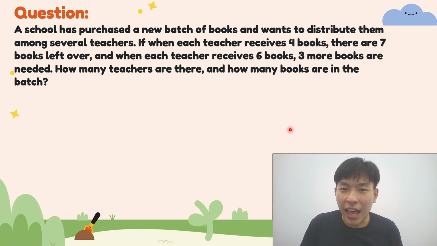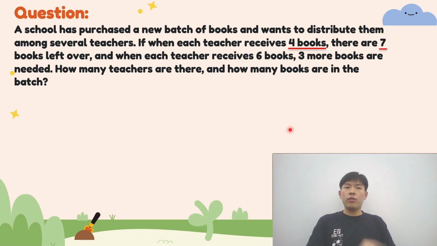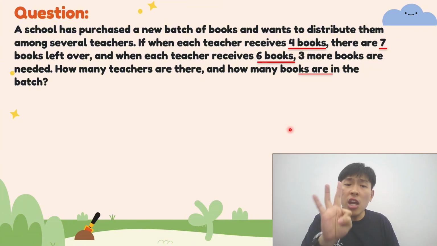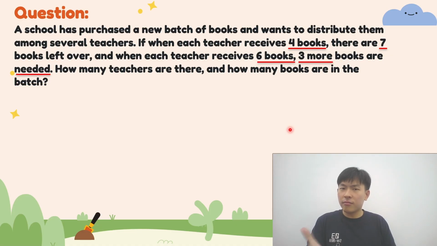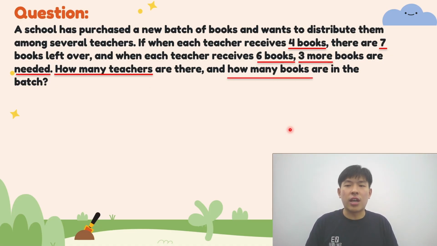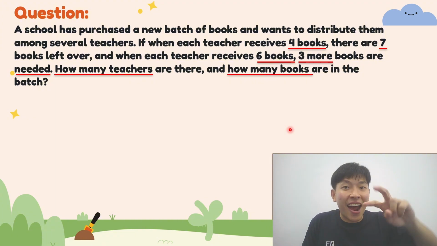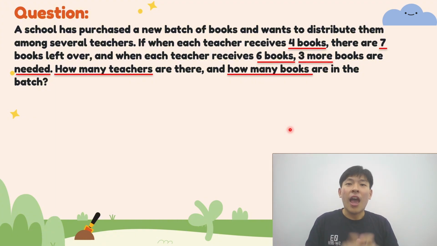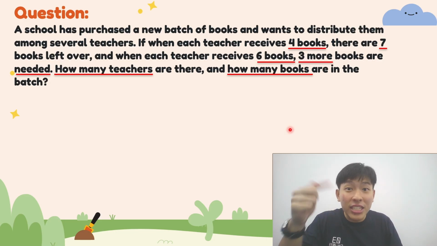First, let's look at the question. A school has purchased a new batch of books and wants to distribute them among several teachers. When each teacher receives 4 books, there are 7 books left over. And when each teacher receives 6 books, 3 more books are needed. How many teachers are there and how many books are in the batch? Now we see that there are 2 cases. This means that it is an excess and shortage problem. And from our previous video, we said that we need to draw out both cases and see the change.